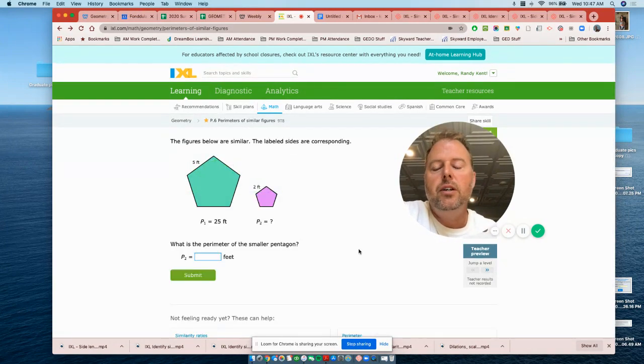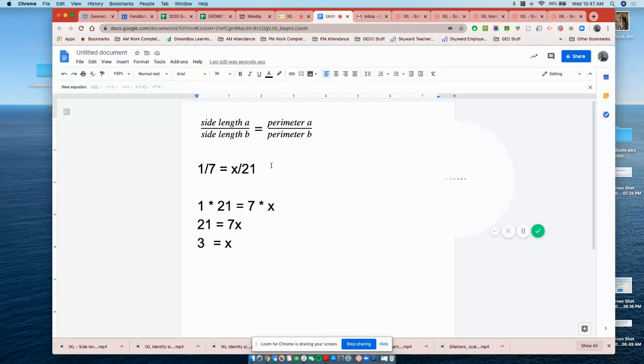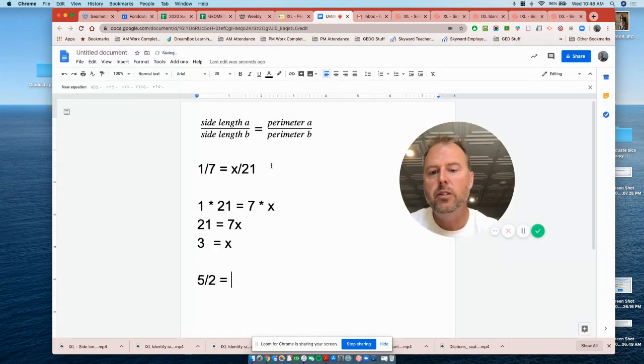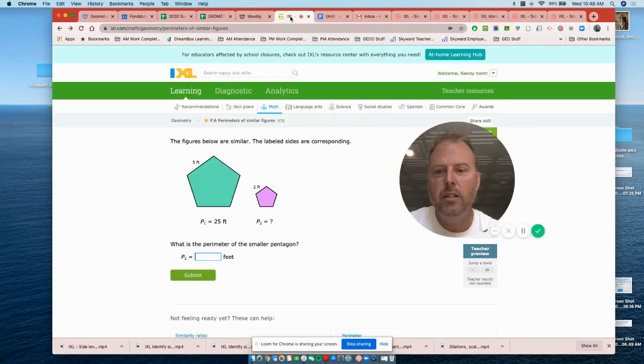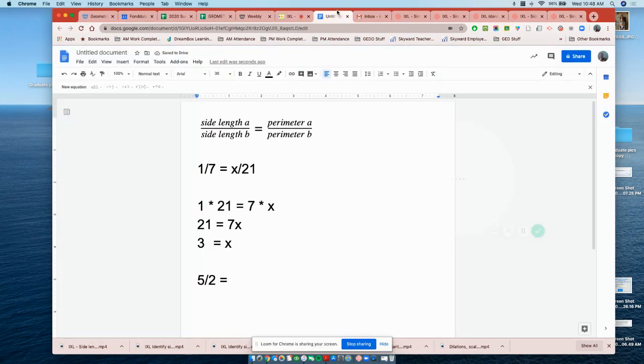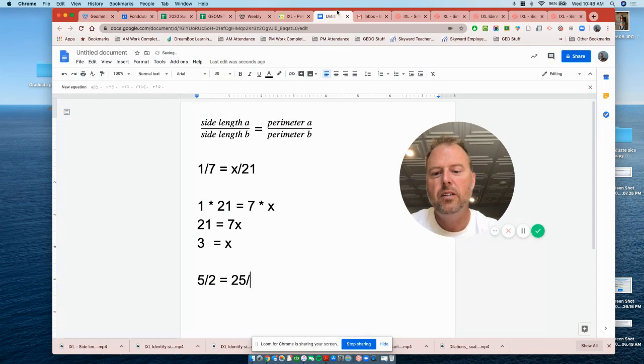Now we're dealing with a different figure. Again, these are similar. So 5 is to 2 as 25 is to I don't know. So 5 over 2 is equal to 25 over x. Okay, and sometimes you can do this without even needing to do the cross multiplication. 5 times what number gives me 25? 5. So 2 times 5 would give me what number? 2 times 5 is 10.